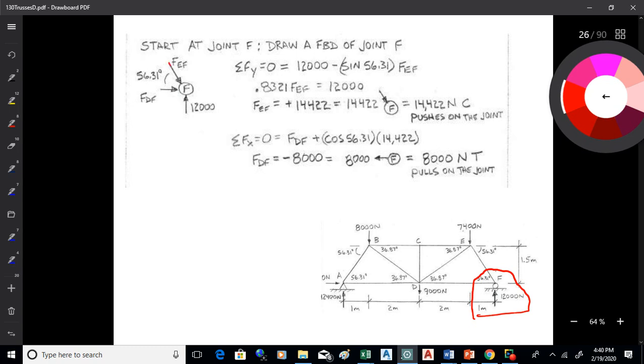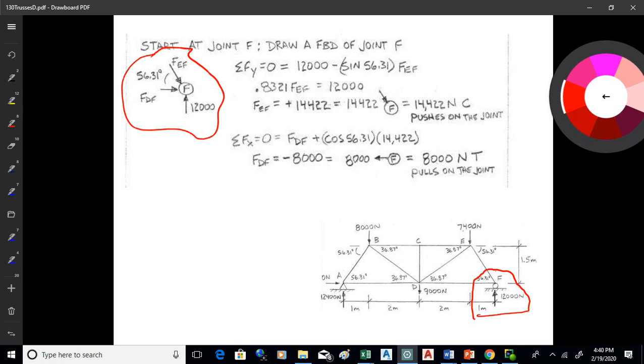The members that I cut through become forces. That's what happens when I cut through something. I know the way they act because they're two-force members. The line of the force follows the line of the member generally. It goes from joint to joint. DF is horizontal. EF makes a 56.31 degree angle with the horizontal. So now I've got a little free body diagram I can work with. Here's my free body diagram right there.